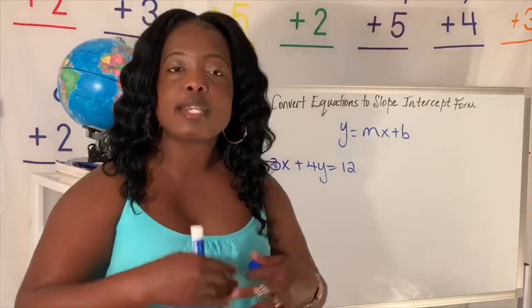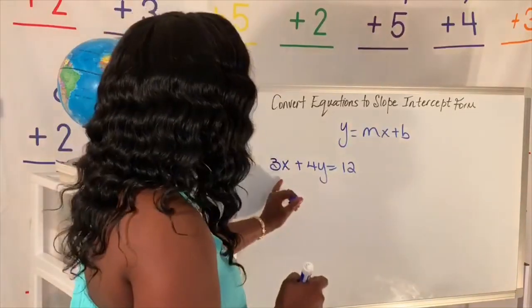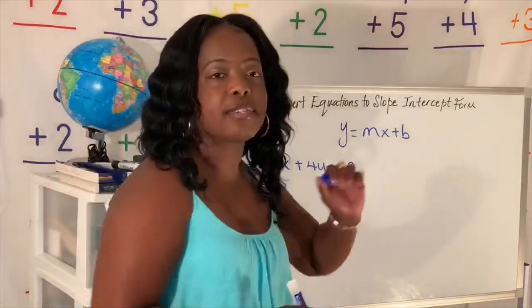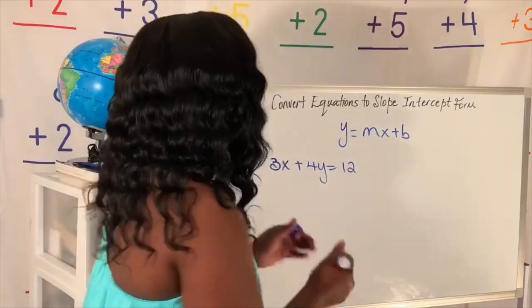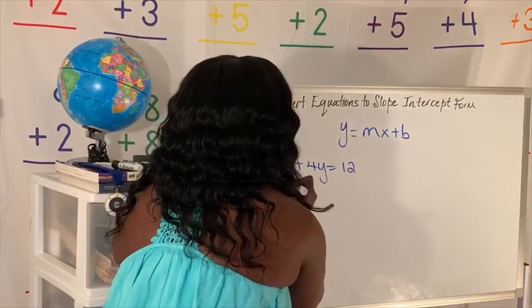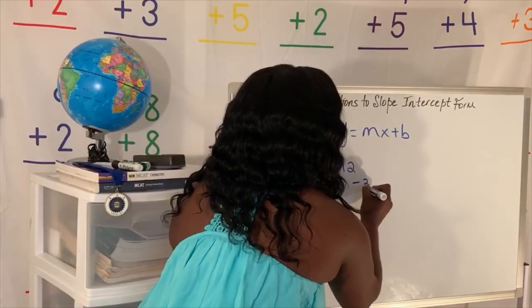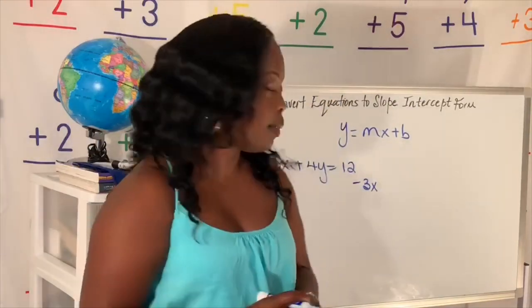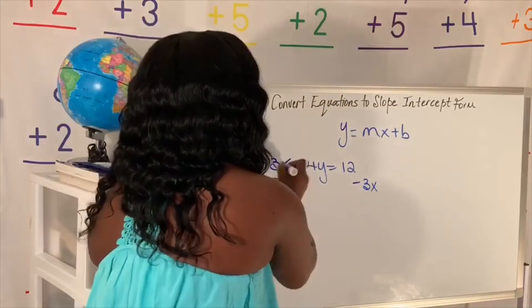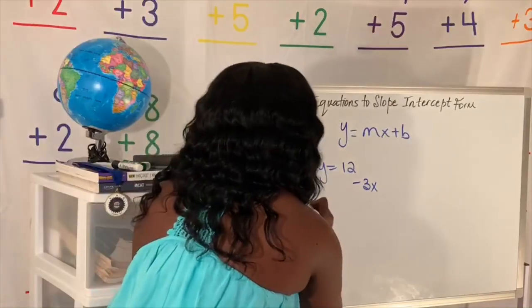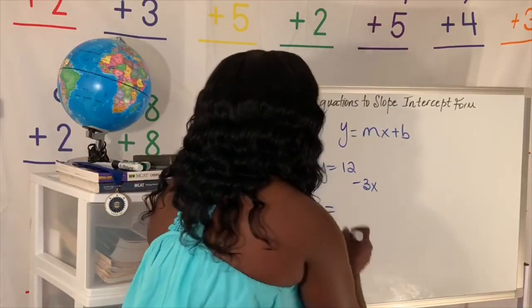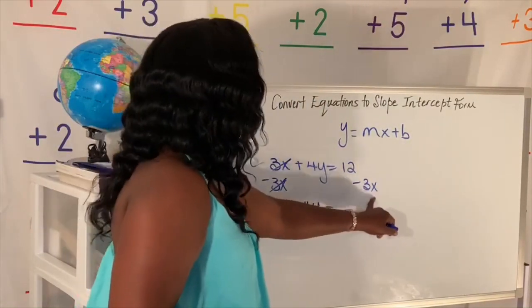And because it is an equation, whatever we do to one side of the equal sign, we have to do it to the other side of the equal sign as well. So we're going to go ahead and minus 3x here. We also have to minus 3x here as well. So 3x minus 3x, this term goes away. We are left with 4y equals, and we have 12 minus 3x.